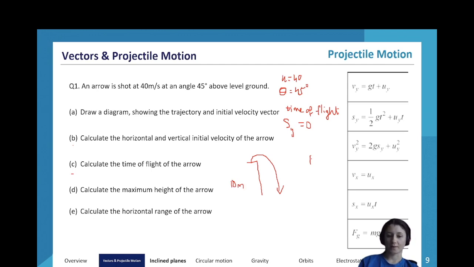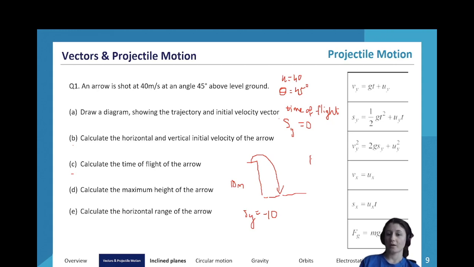In this case, if it hits the ground down here, the time of flight will be when the vertical displacement is equal to -10. So this is really important to understand the difference between. If you have a flat surface like we do in this example here, where the projectile is just being thrown along the flat surface, the time of flight will be when the vertical displacement equals 0.